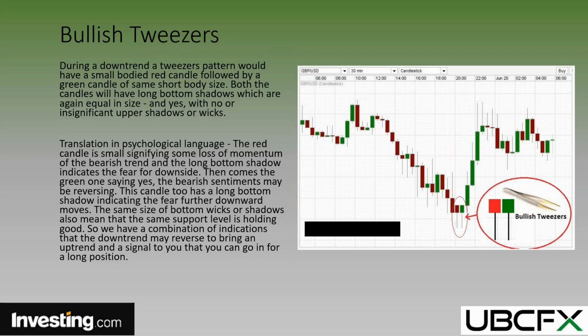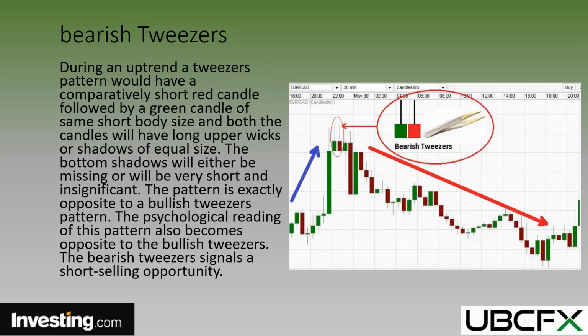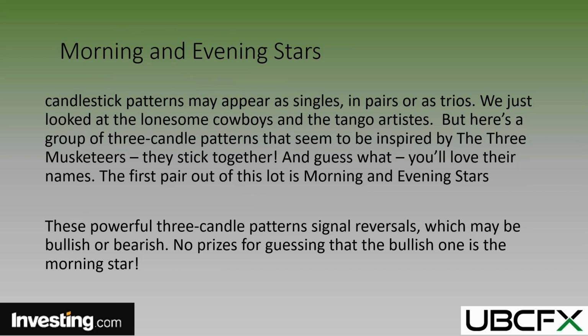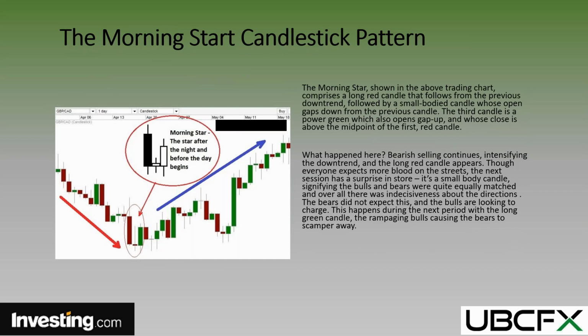You also have something called tweezers. Tweezers happen very rarely, but in a downtrend, you would have a red and a green candle with no upper wicks and long equidistant lower wicks, and they look exactly like a pair of tweezers. That's telling you for sure there's a market reversal, opposite trend taking place. So you have bullish and bearish tweezers. Then we can go on to complex patterns. We have morning stars and evening stars.